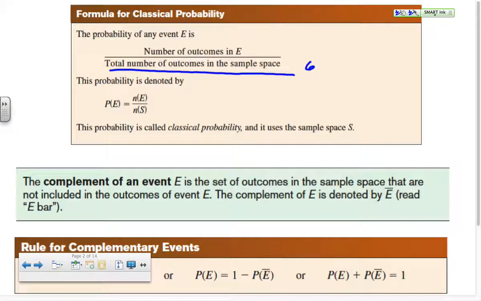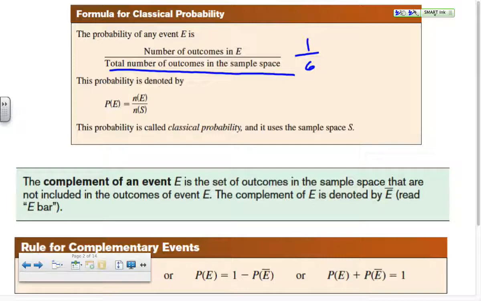So what's the event? What do I want to have happen? In this case, if I wanted to roll a 1, what's the probability? Well, that can only happen once. So my probability that I roll a 1 is 1 out of 6. That's the definition of probability. Being able to do this.